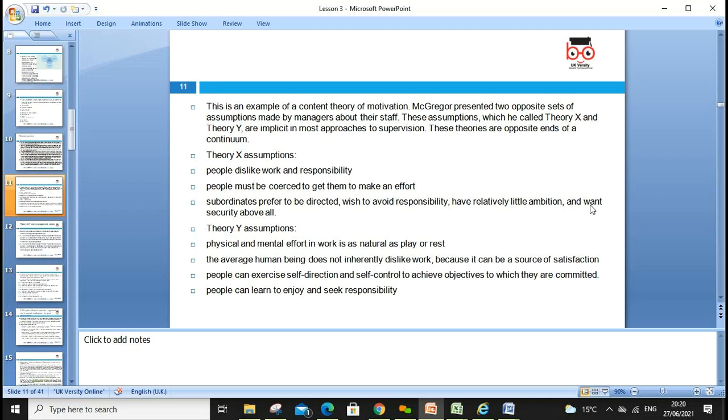So this is an example of a content theory of motivation. McGregor pointed out two opposite sets of assumptions made by managers, Theory X and Theory Y, which emphasize most approaches to supervision. Theory X assumes people dislike work and responsibility, people must be pushed to make the effort, and subordinates prefer to be directed.